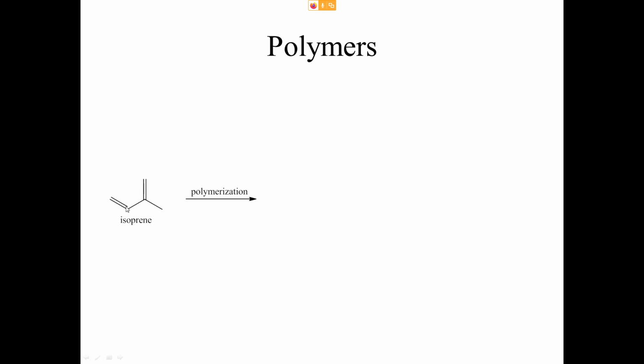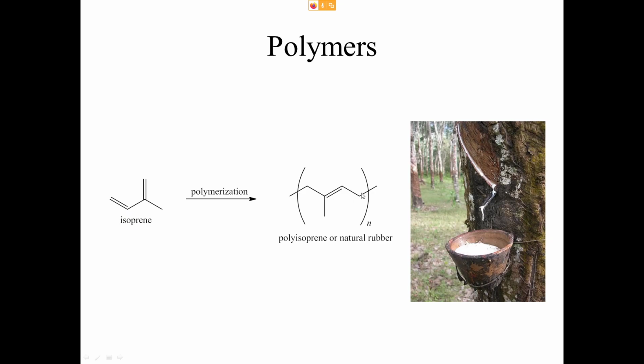But plants tend to make really, really long versions of these. They put many of these together and make these really long polymers. And that's what we call the natural rubber.